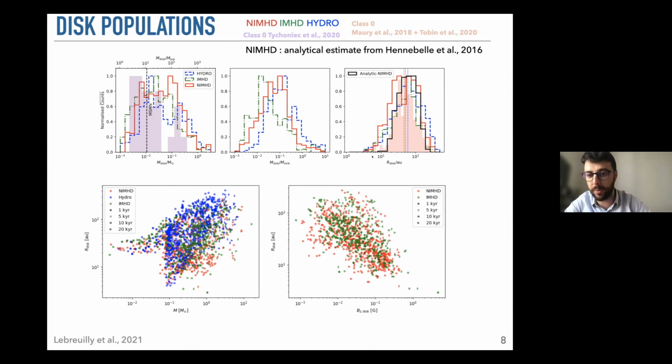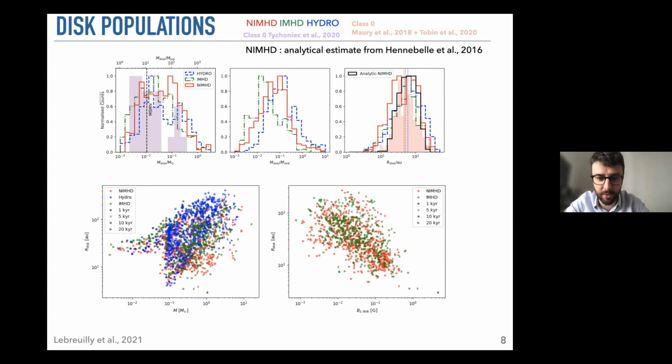And then I would like to talk a bit about the disk radius. We can see that in the non-idle MSG case, we form a larger population of small disks than in the two other cases. This is mainly due, again, to magnetic braking, which, as a difference from the idle case, in the non-idle MSG case, there is something to compensate for the magnetic braking at high density, which is ambipolar diffusion. So small disks can form because of magnetic braking, and they are more stable because ambipolar diffusion prevents further magnetic braking at high density. So we have a larger population of small disks in the non-idle MSG case.